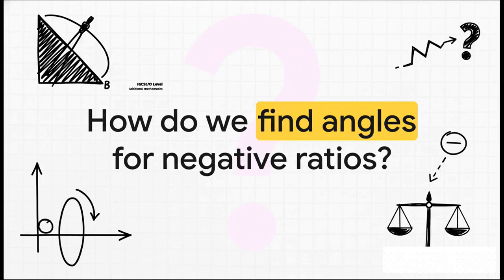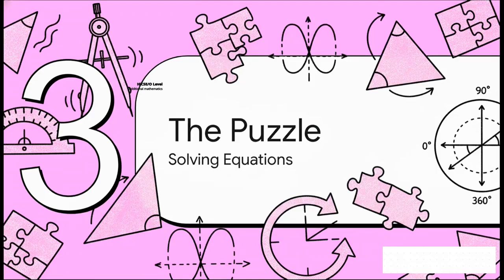Now, proving these absolute truths feels pretty great, but what happens when we shift gears from proving rules to hunting down missing numbers? Specifically, what on earth do you do when your equation spits out a negative ratio? That brings us to Act 3, the puzzle, where we solve equations within a strict domain.